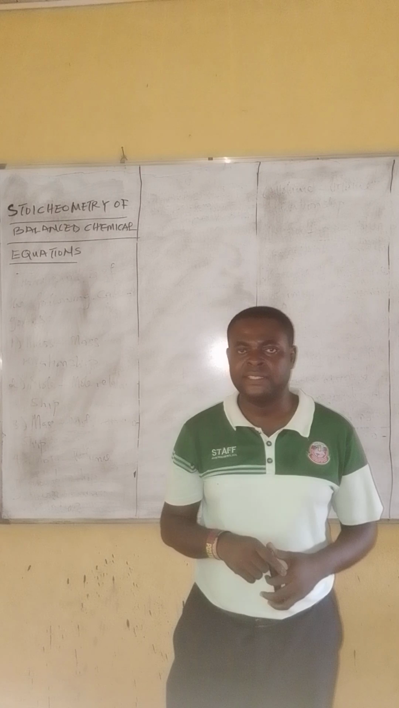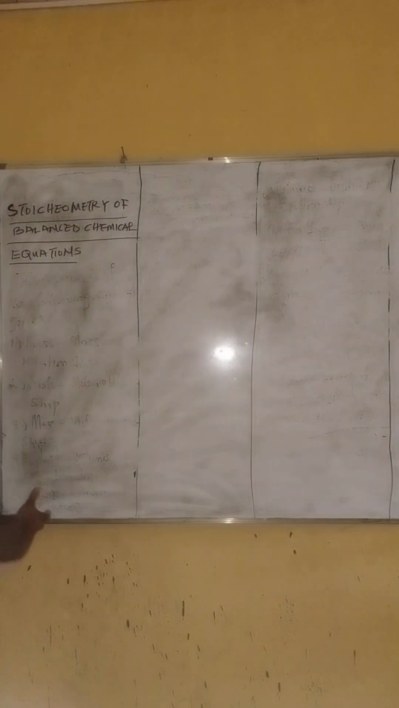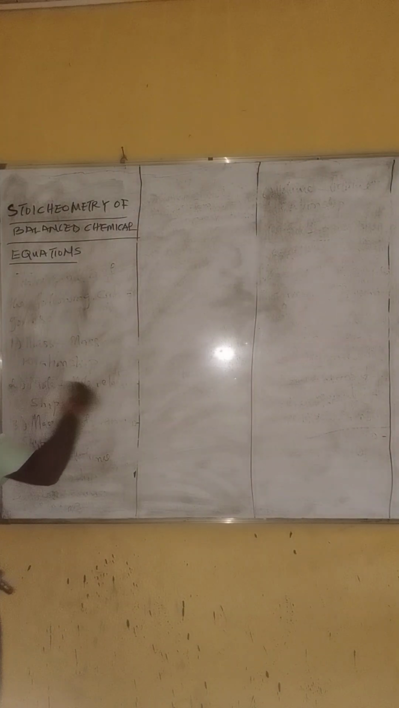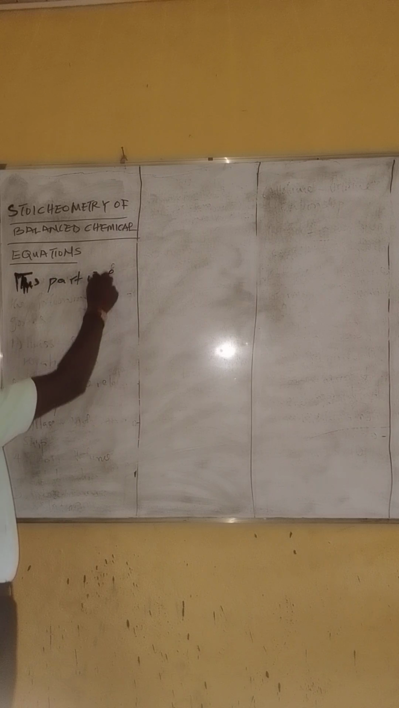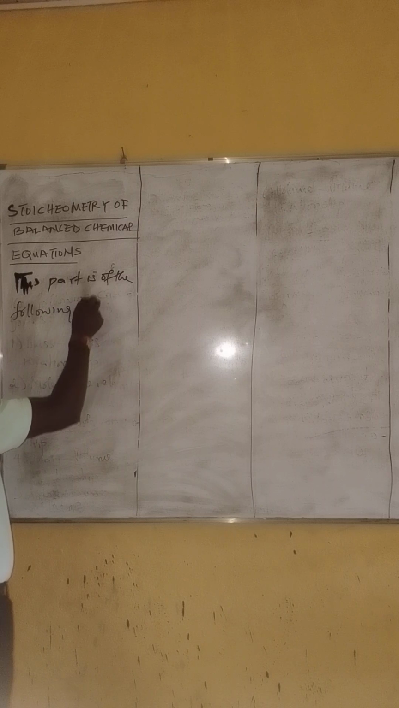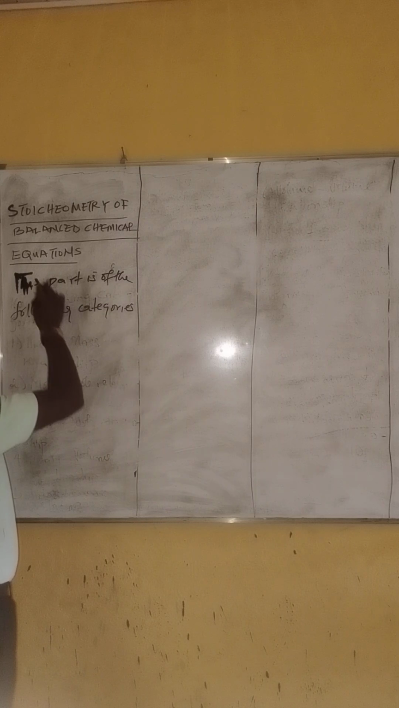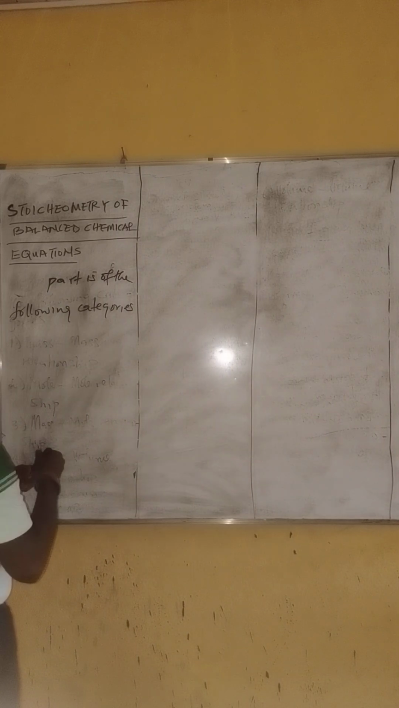Now, we want to look at stoichiometry of chemical reactions. You will be given a question from which you will derive an equation, and you begin to use the equation to solve. This part is of the following categories. What are the categories of this?